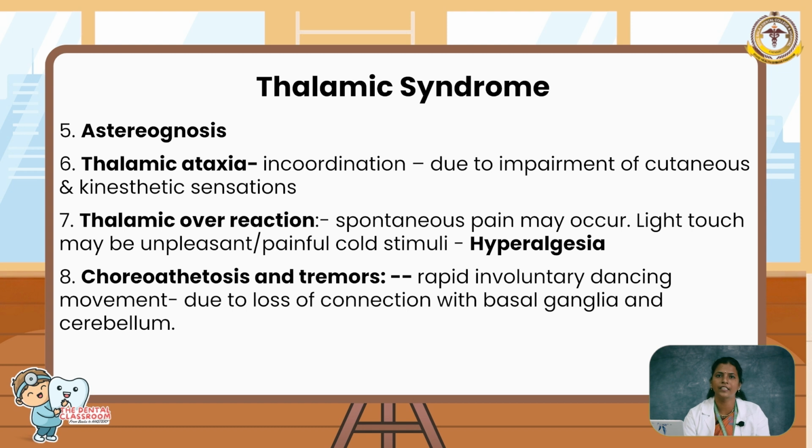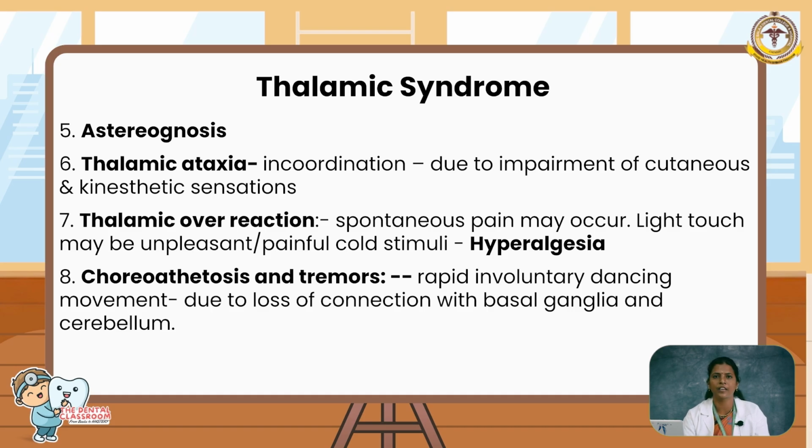Astereognosis: they are unable to identify even known objects with eyes closed. Thalamic ataxia is seen where there is incoordination and impairment of cutaneous and kinesthetic sensations. Thalamic overreaction is also observed, where spontaneous pain may occur. Even a slight touch may cause an excruciating, intolerable pain.